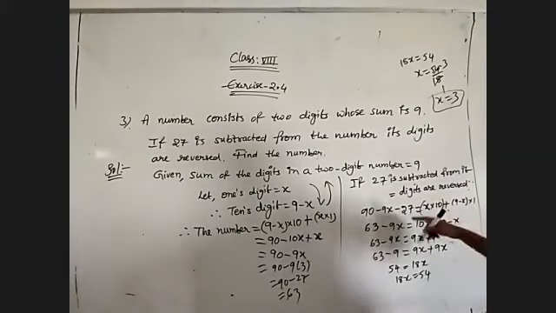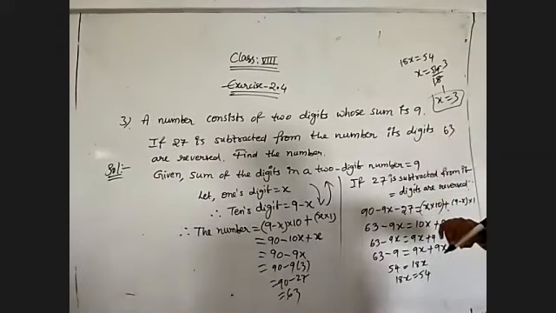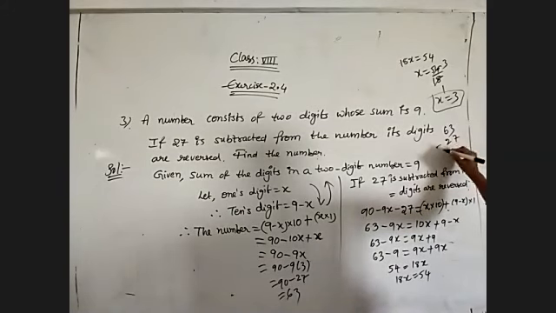Whether your answer is correct or not, observe. 63 is the number. 27 is subtracted. 13 minus 7, 6. 5 minus 2, 3. 36. 63 will be changed as 36 when 27 is subtracted.